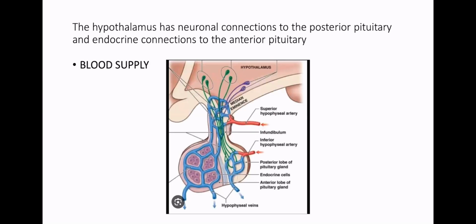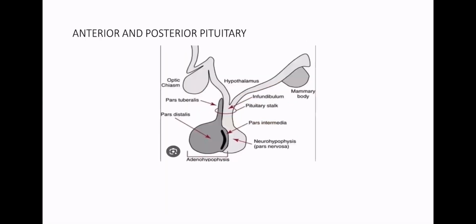Now coming on to the next slide, the hypothalamus has neuronal connections to the posterior pituitary and endocrine connections to the anterior pituitary. The pituitary stalk, we just saw it in the last slide, actually connects the pituitary gland and the hypothalamus, and the hypothalamus is bounded anteriorly by the optic chiasma, laterally by the sulci formed with the temporal lobes, and posteriorly by the mammillary body.